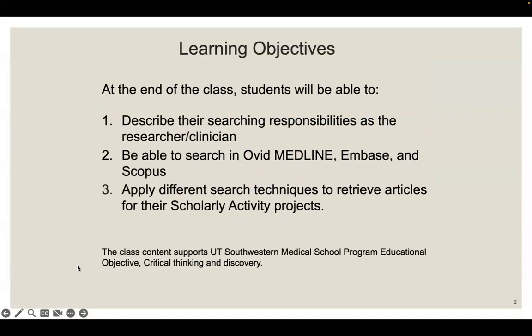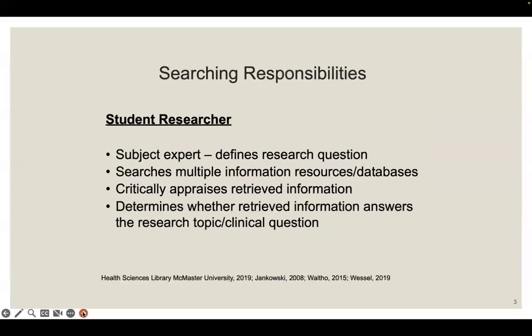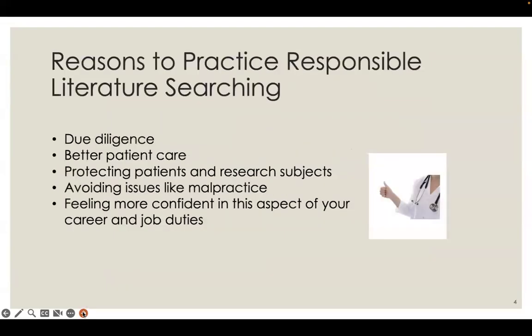So, the learning objectives for the whole class, or our whole responsible literature searching section here, are to be able to know your responsibilities, search in these different databases, and then apply different search techniques to retrieve articles for your scholarly activity projects. And these are your responsibilities as a student researcher. You can pause and look at this if you'd like.